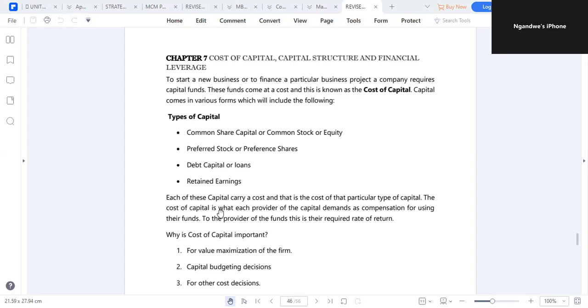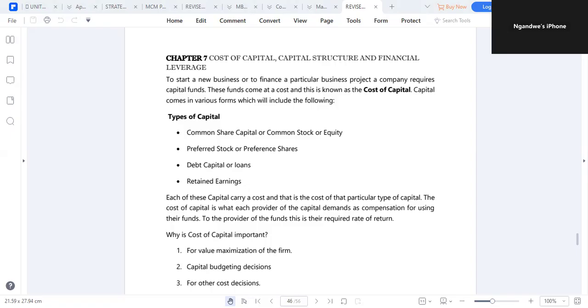We also have what we call debt capital, which comes from loans. Debt capital is simply borrowed funds from lenders or financial institutions that require interest payments. And lastly, but not least, we have retained earnings. These are profits that are reinvested into the business rather than distributed as dividends. Each type of these kinds of capital has an associated cost with it, so we call them the cost of capital.